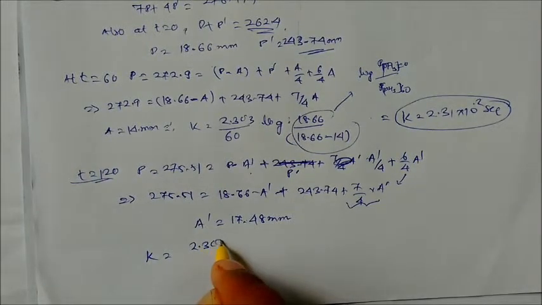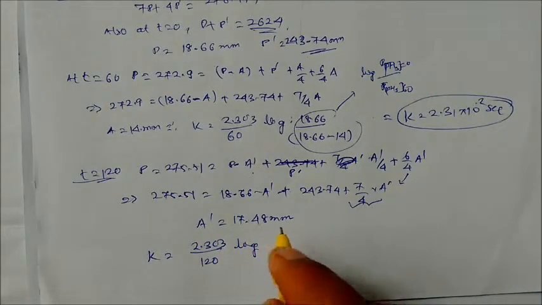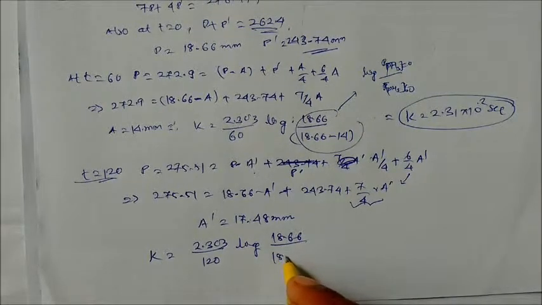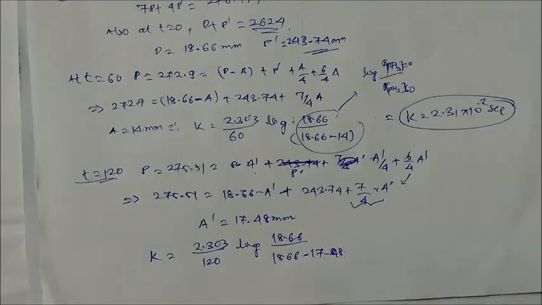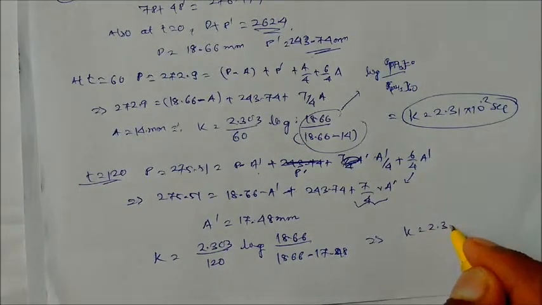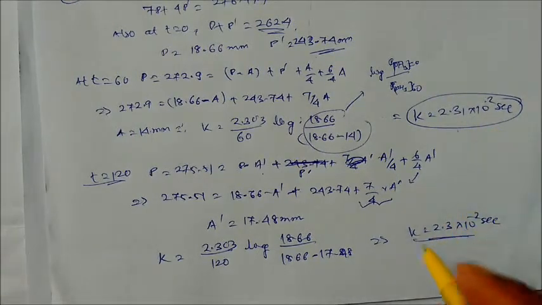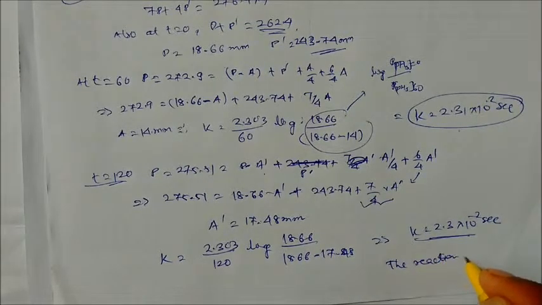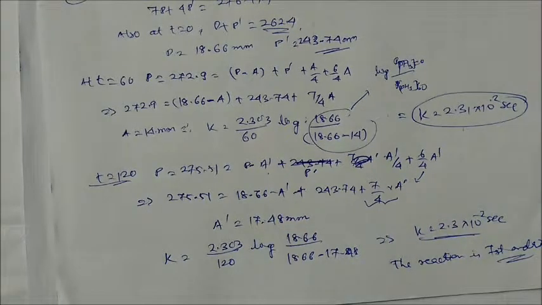K is equal to 2.303 divided by 120 log of, so A is given here, 18.66 the initial pressure divided by 18.66 minus 17.48. On solving here you will again get the value of K as 2.3 into 10 to the power minus 2 per second. So we can compare this value and this value. If the K is the same, this means that the reaction is first order. So we got this answer.